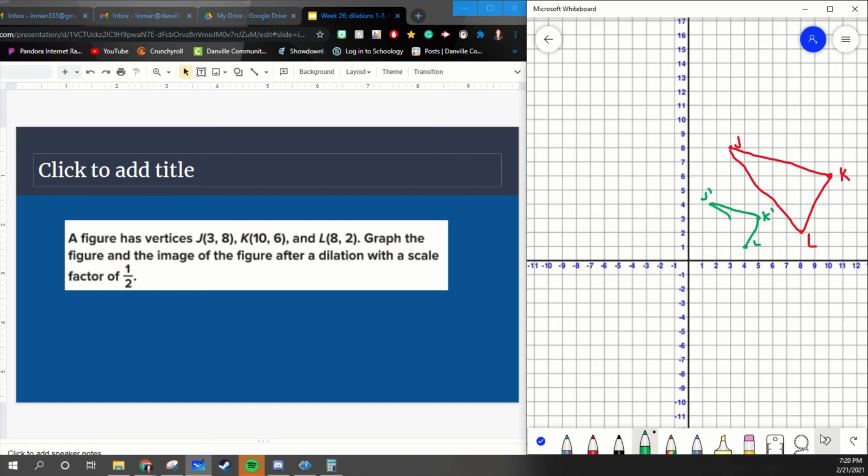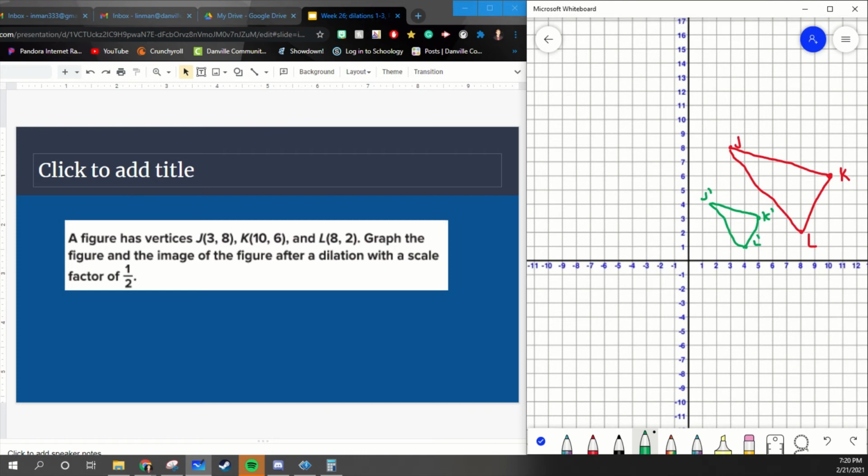and we notice we get a triangle that is half the size of our original pre-image of JKL. Don't forget your prime notation again, and make sure you write down the points of J prime, K prime, and L prime.